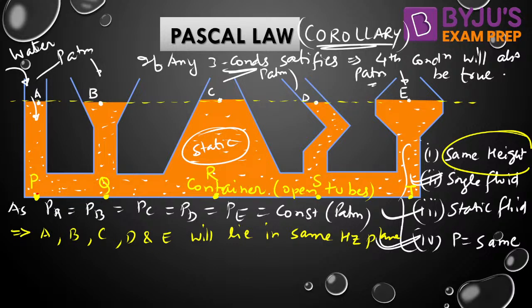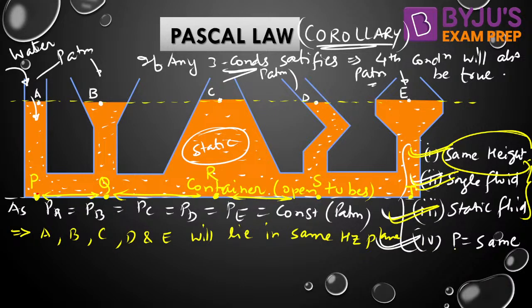Now P, Q, R, S, T are lying in the same horizontal plane. Yes or no? So they are lying at the same height. P, Q, R, S, T are part of the static fluid. The water is static in the container, in the arrangement. They are joined by the same fluid. If you join P and Q, we can only travel in water. Q and R, R and S, we can travel only in water. So these three conditions are getting satisfied.